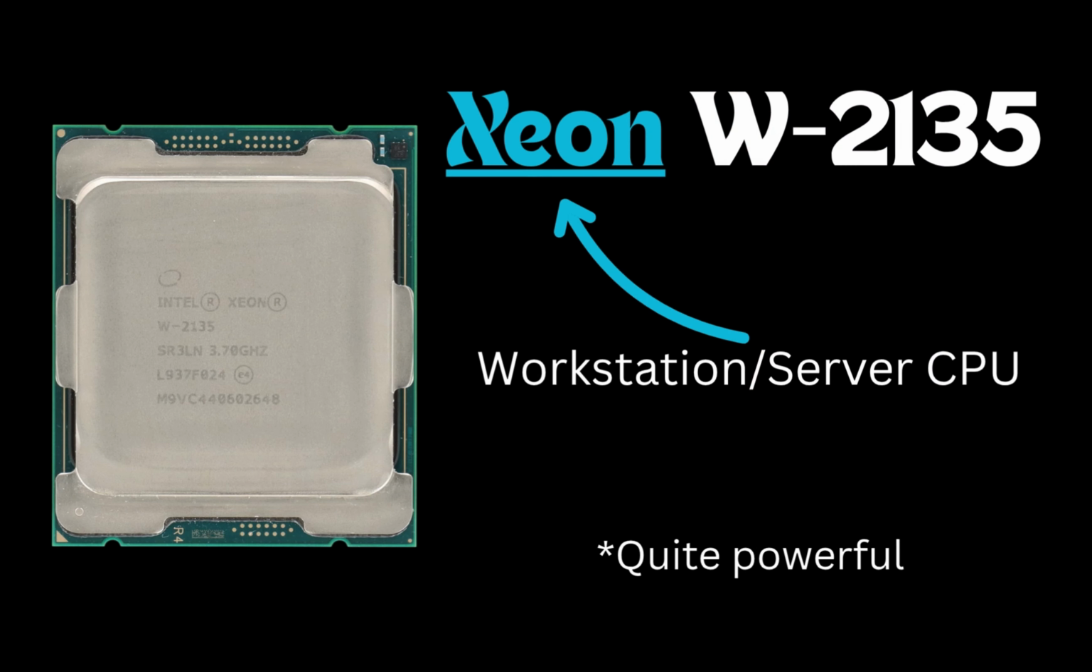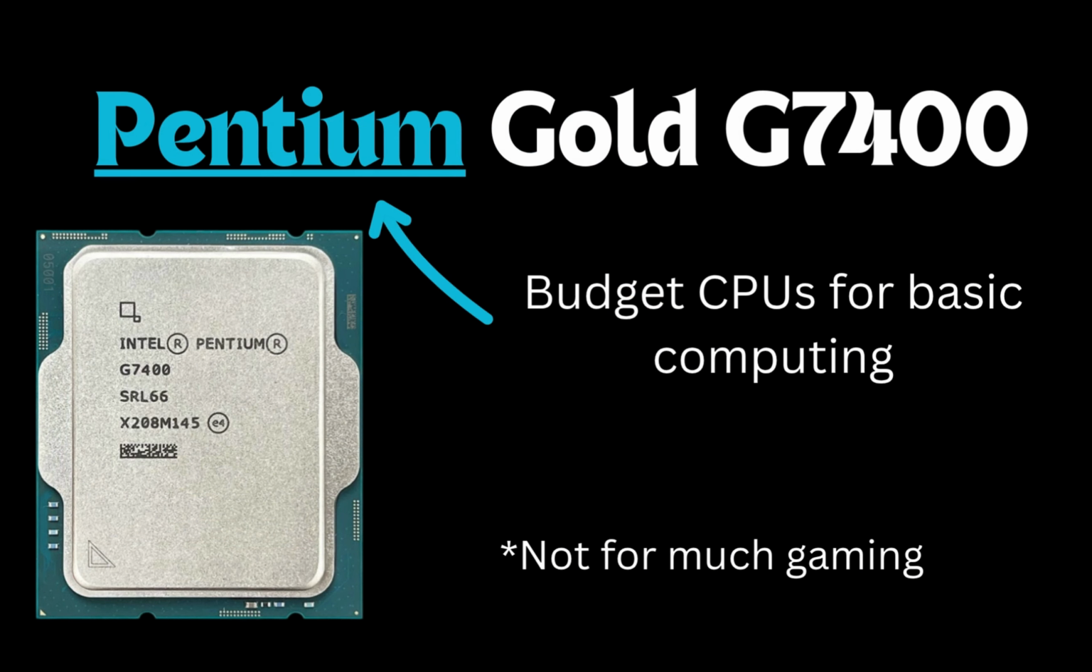Okay, Xeon. It is Intel's workstation and server CPUs. Xeon processors are optimized for stability, data integrity, and long-term performance. For example, the Xeon W2135. Pentium means that it is a budget-friendly CPU designed for entry-level systems. They're not ideal for gaming, but they are sufficient for basic computing. For example, the Pentium Gold G7400.